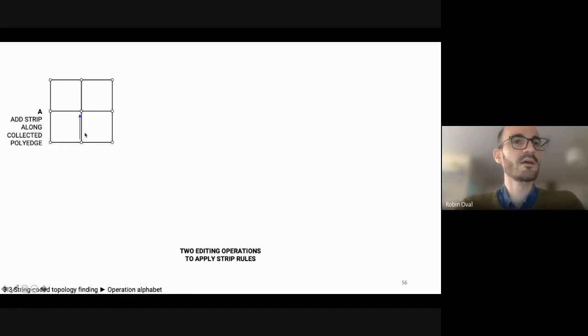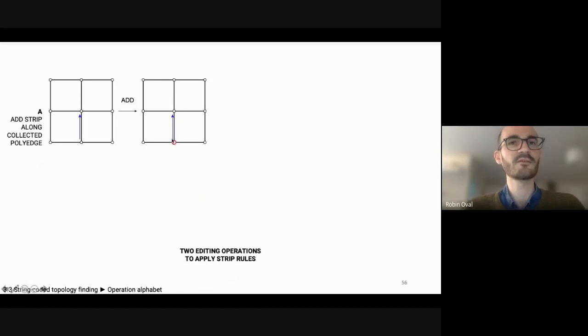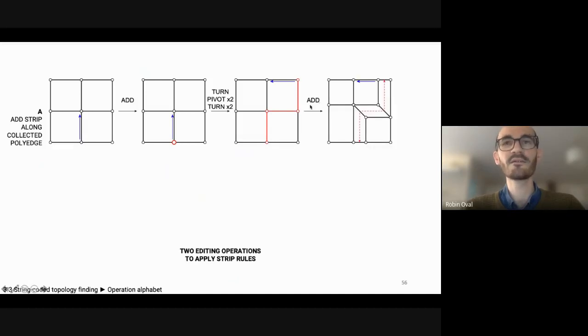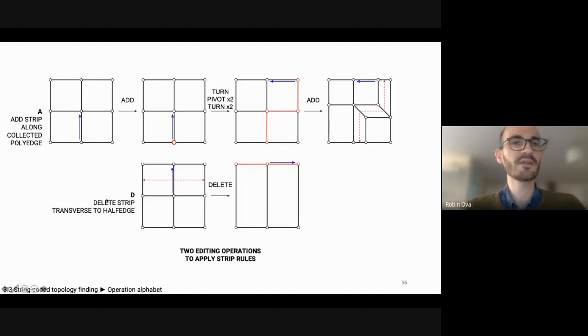So if you use this rule, you can start by saying, I want to start collecting a poly edge, so I can add a strip. So you start selecting the tip of this marker, turn and pivot to move around, and finally add the strip in red along the red poly edge. Similarly, the second, complementary one, is to delete a strip. So wherever you have the marker, you're deleting the transverse strip.